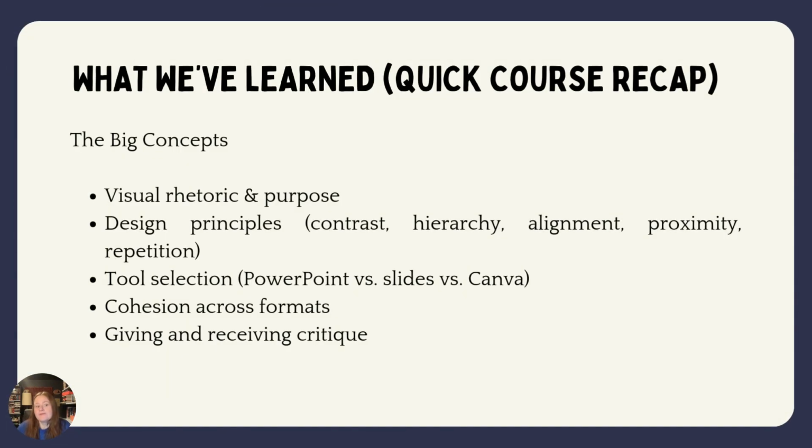So what we've done so far, the big concepts have involved the visual purpose, right? The design principles. So we've looked at some core design principles and then also some accessibility principles. We've looked at the differences between PowerPoint and Google Slides and Canva and what they can all do and what they can't do. We've looked at having consistency across all the formats, and then also at giving and receiving critiques.